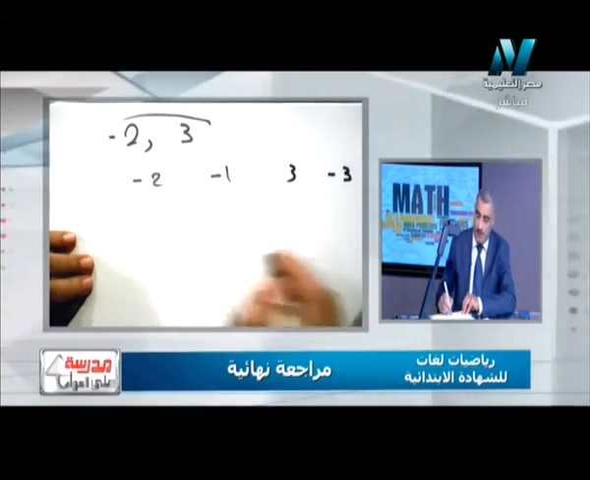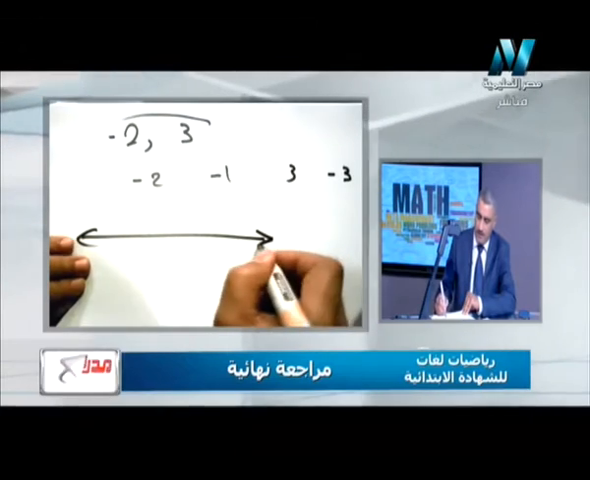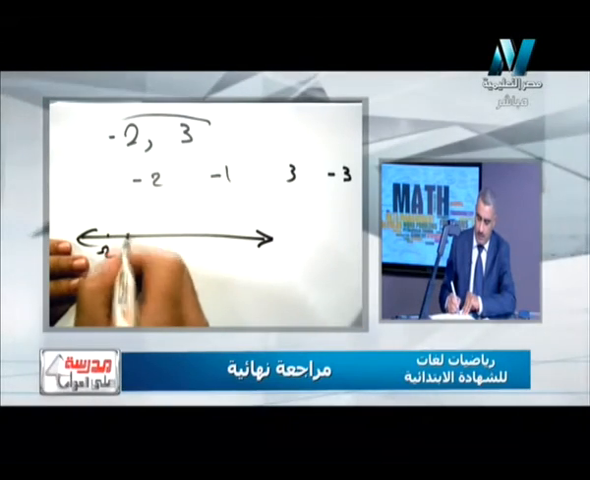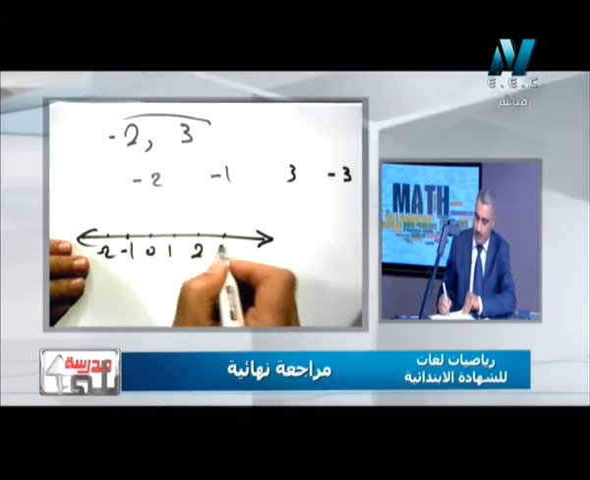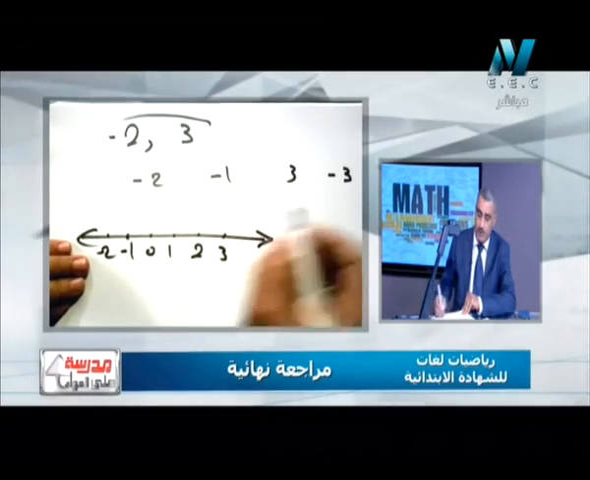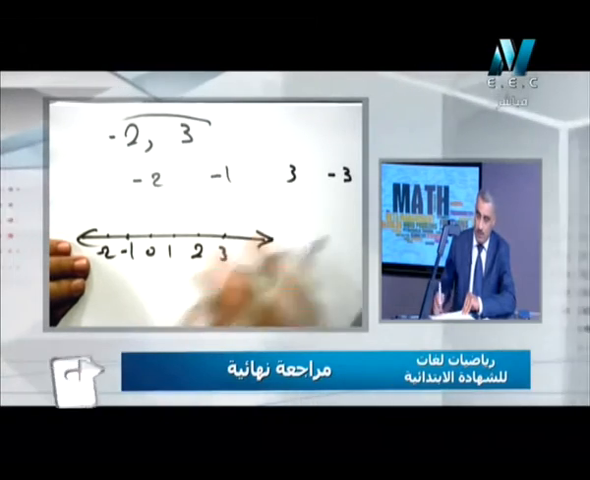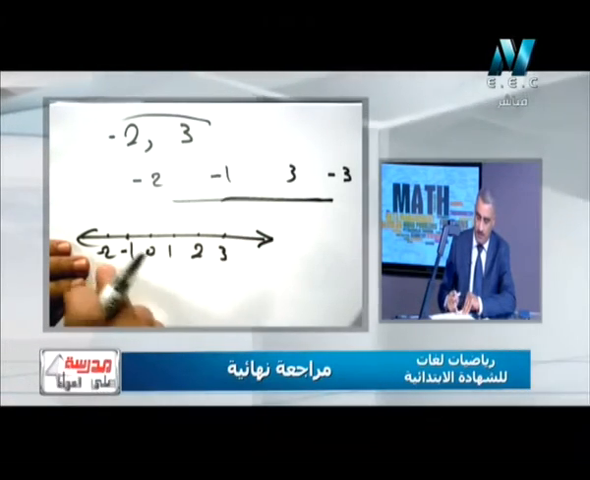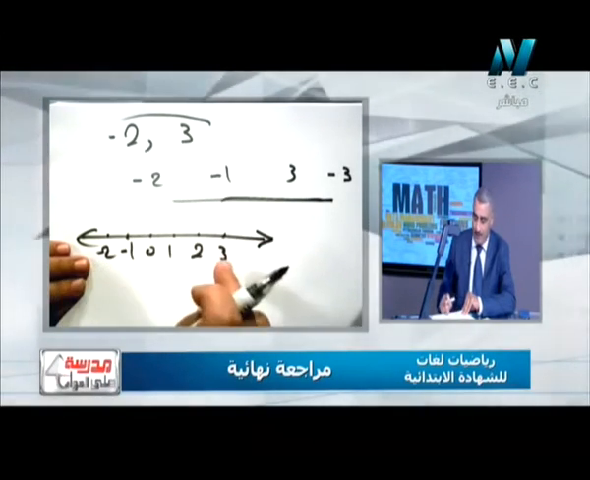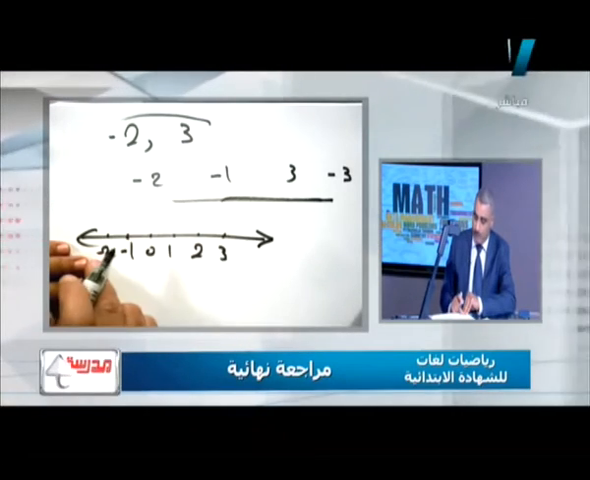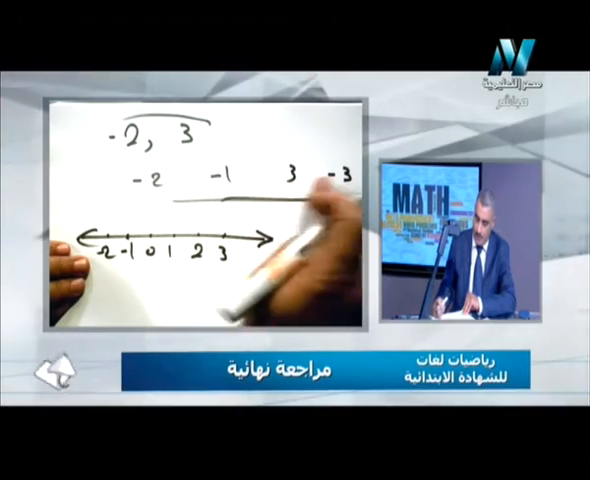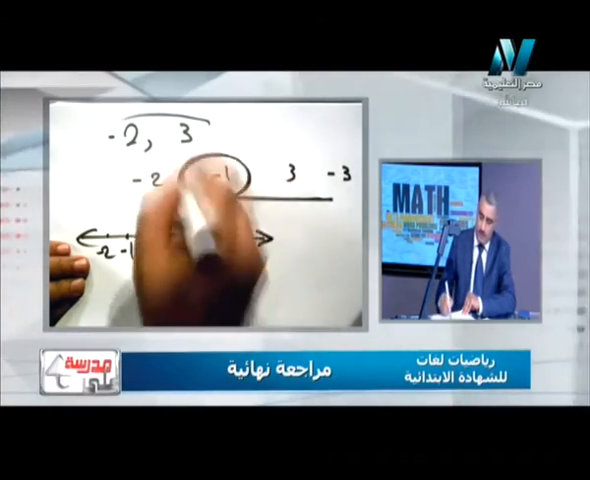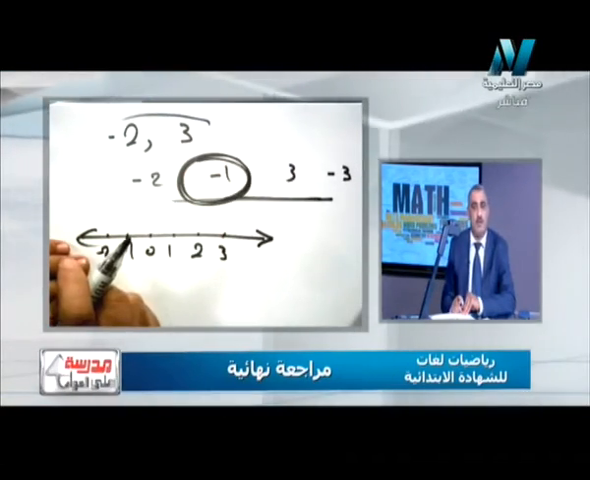Which one of them? Just draw the number line: negative 2, negative 1, 0, 1, 2, 3. Which one of them is between negative 2 and 3? Negative 2, no. Negative 1, yes. 3, no. Negative 3, no. Just choose negative 1. So easy, my dear student.